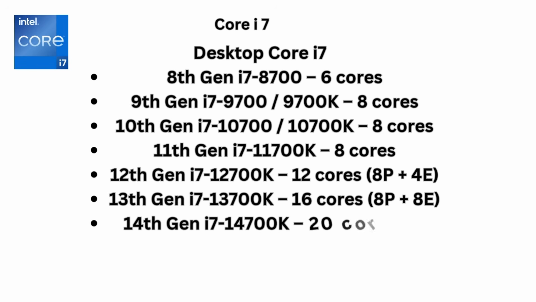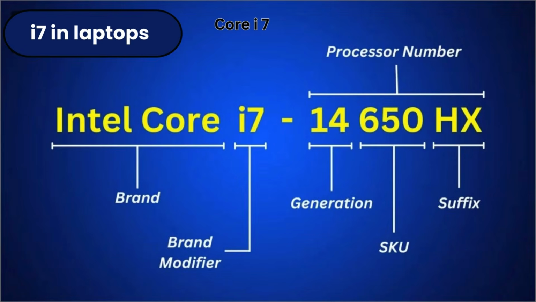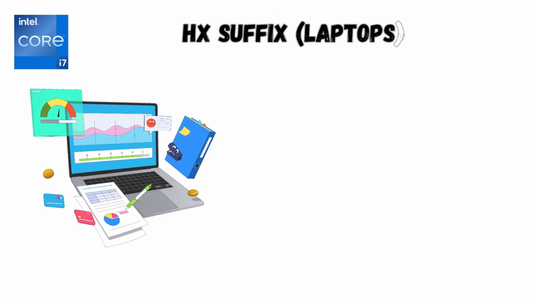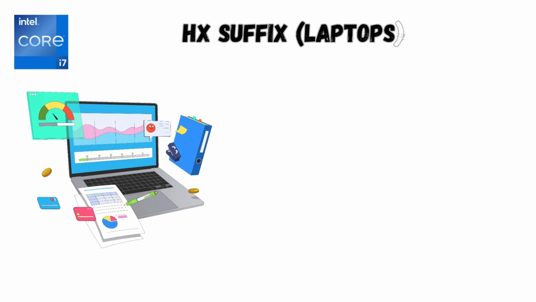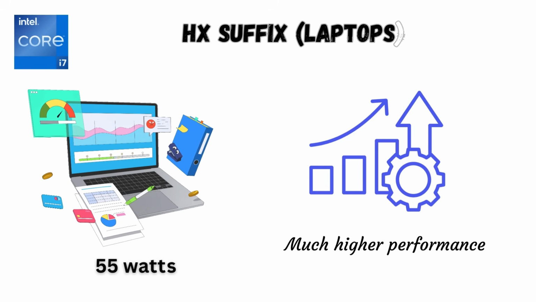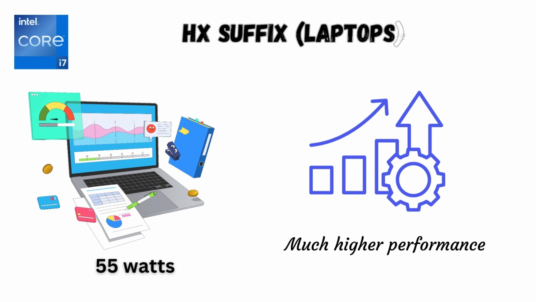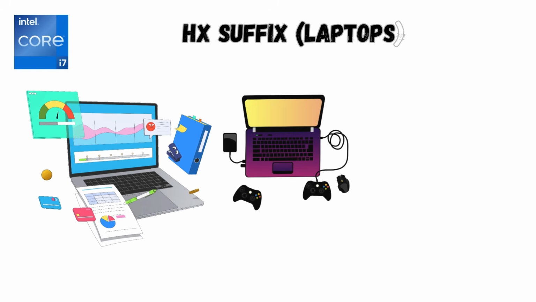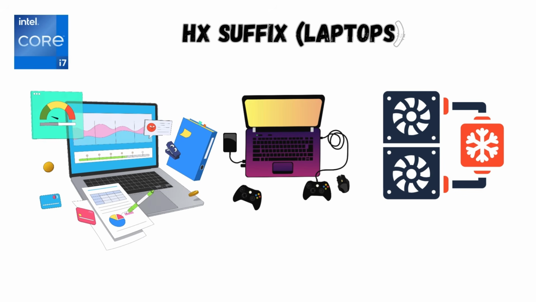In terms of suffix, i7 in laptops usually comes with the HX suffix. HX suffix, laptops. The HX is basically like the H suffix, but HX gives you a much higher performance, typically starting at 55 watts of power. It usually comes installed in some thick, high-end gaming laptops because it requires larger cooling systems to dissipate the heat.